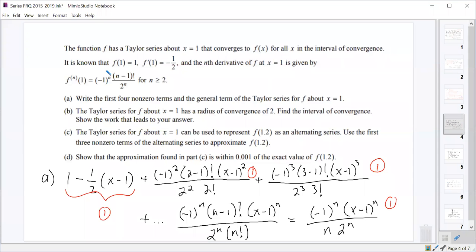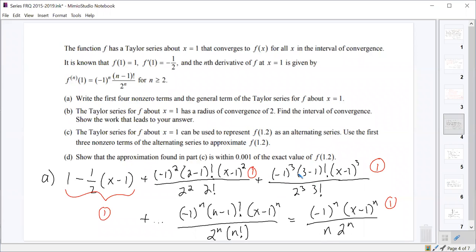So I'll just real quickly say that again in case anybody didn't understand when I forgot to record. First term is f of 1 times x minus 1 to the 0 over 0 factorial. Second term is f prime of 1, negative a half times x minus 1 to the first over 1 factorial. Then we use the formula for the nth derivatives. So negative 1 to the second, 2 minus 1 factorial, 2 to the second, x minus 1 squared over 2 factorial for the Taylor series part of it.